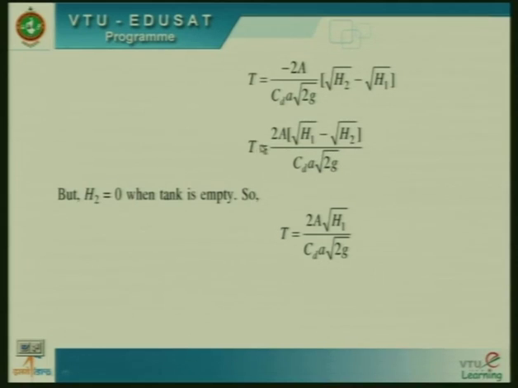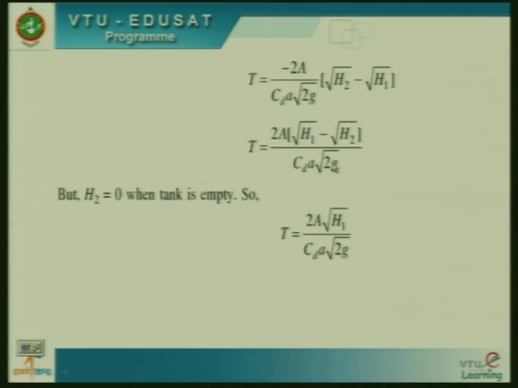I repeat once again, the time taken by the orifice to empty the tank is given by 2 into the area of the tank into root of h1. What is h1? Before opening the orifice, what is the level of water in the tank? That is your h1. Now, at time t equal to capital T, the depth of water in the tank we represent as h2. So, root of h1 minus root of h2 divided by the coefficient of discharge of the orifice into the area of the orifice into root of 2g.